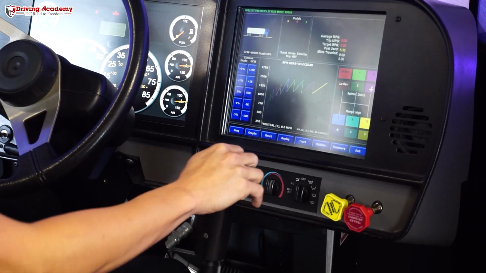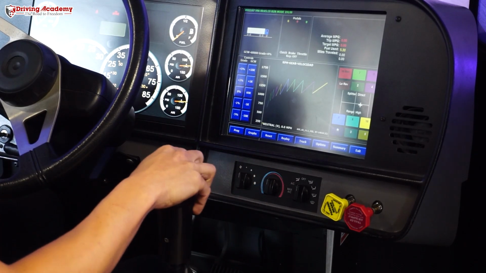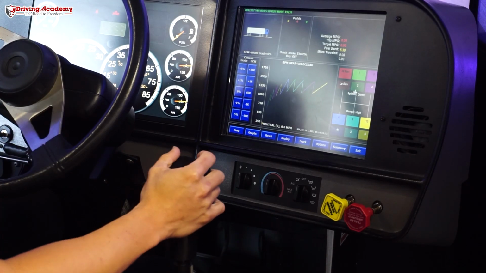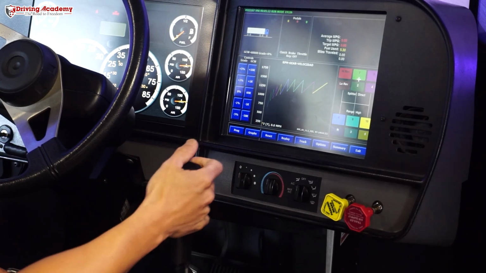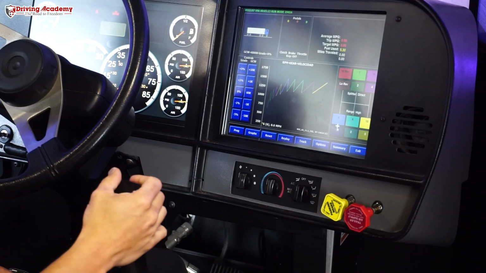Now the same thing happens when we're actually downshifting. So now we're going to go through the pattern just backwards. So 10, we're going to go to 9, which is up to the right, 8, which is middle down, 7, which is middle up, and then 6, which is left down.